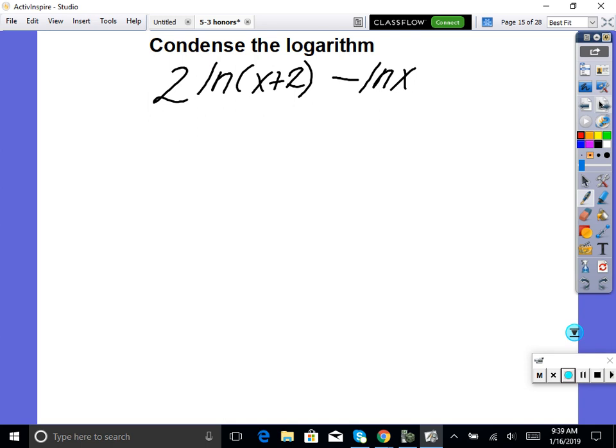Okay, let's do this one. You try it by yourself. Put this into one ln. So when I'm condensing, I have ln, I put parentheses, and I just place stuff in the correct spot.